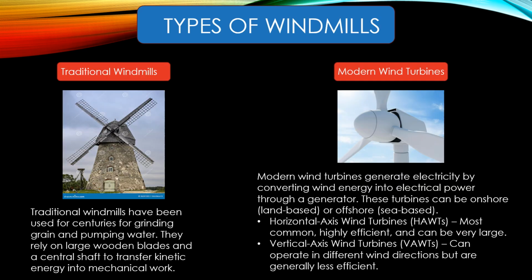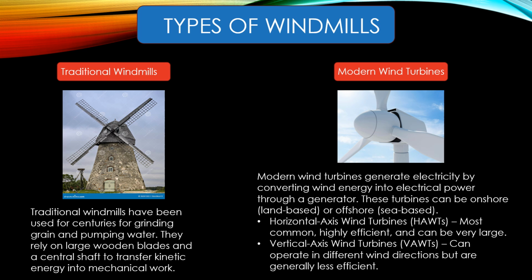So in this slide we have the types of windmills. We have the traditional windmills and we have the modern wind turbines. Traditional windmills have been used for centuries for grinding grain and pumping water. They rely on large wooden blades and a central shaft to transfer kinetic energy into mechanical work. These aren't seen as much as the modern wind turbines, which generate electricity by converting wind into electrical power through a generator.